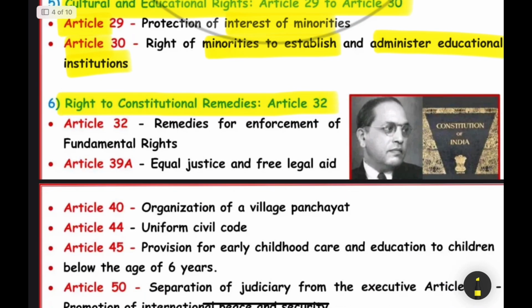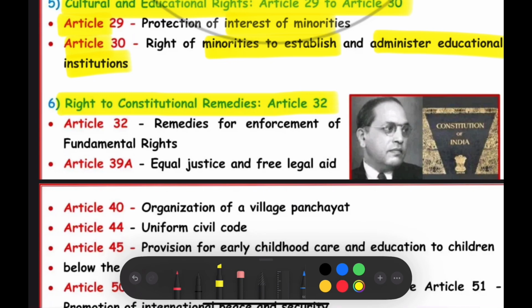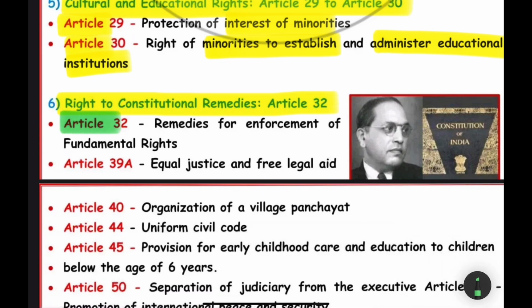And article 32, this is very much important. Article 32 gives us the right to remedies, remedies for enforcement of the fundamental rights. That is nothing but your constitutional remedies, which come under article 32. And article 32 specifically tells us that the Supreme Court has the right to act if someone breaches your fundamental rights.